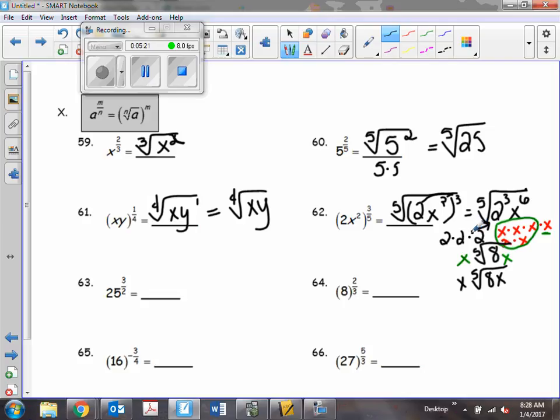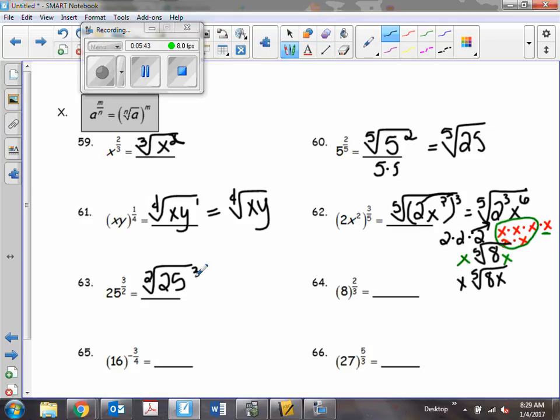Take a look at number 63. So if I look at this one, I want to break it down again. That 2 on the bottom of that fraction exponent is telling you how many are in a group, or what is in that radical. So you're saying the square root of 25 to the third.